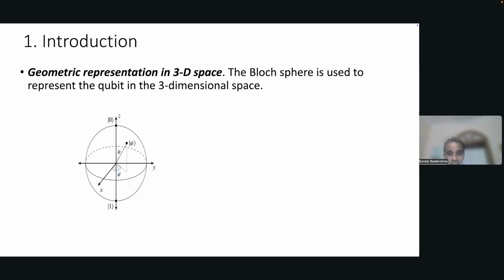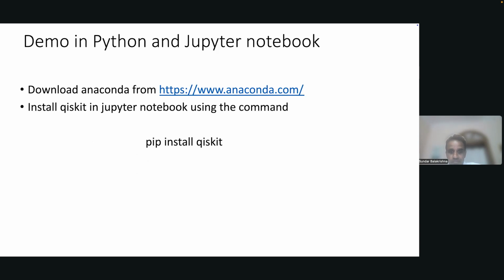The geometric representation of a single qubit I have depicted in this diagram, where the qubit 0 is represented at the North Pole and the qubit 1 at the South Pole. You have two angles, theta and phi, as shown here, which describe one qubit in three-dimensional space, where the radius is 1 for this sphere.